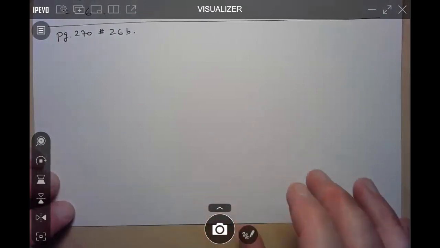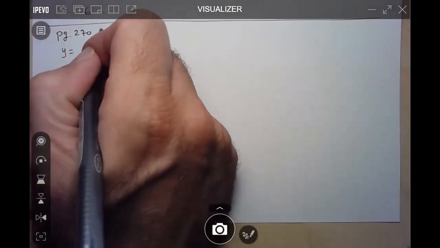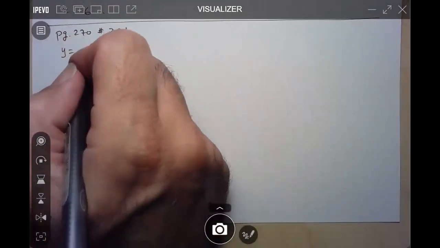Use the algorithm for curve sketching to sketch the graph of each function. Oh, yuck. I was hoping not to have to do a sketching question, but we will. Now, one thing right off the bat I'm seeing here, let's write the function. y equals 3x over x squared minus 4.